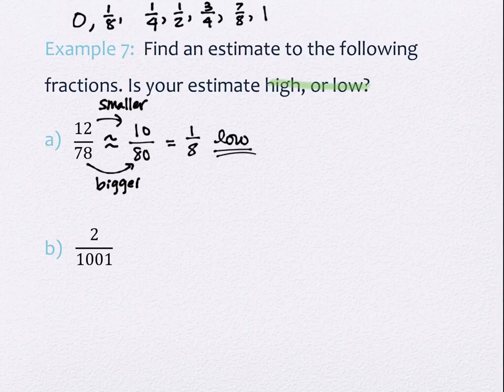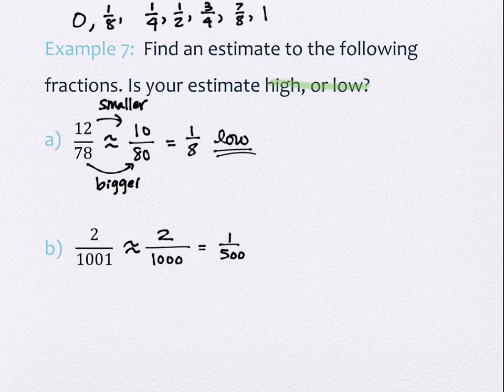2/1001. Let's do the same sort of thing. 2 is not a bad number to work with in and of itself, so I'm going to leave it. I didn't mean to put equals, I meant to put approximately. But what number is 1001 close to that's nicer? 1000. And we could reduce these and we would get 1/500. Now that's an approximation, so if it was an open-ended question, that would be perfectly reasonable.